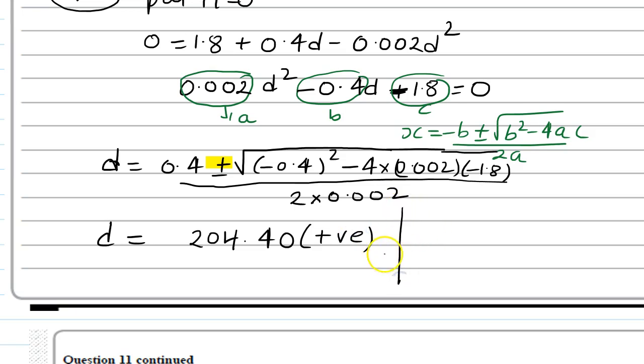Now let me take the negative sign. So 0.4, then only the minus sign, minus square root of 0.4 square minus 4 times 0.002 times minus 1.8, divided by 2 times 0.002. So this time the value is coming as minus 4.40. So d cannot be negative, d can be positive, so we are going for this value. So this is your first part.